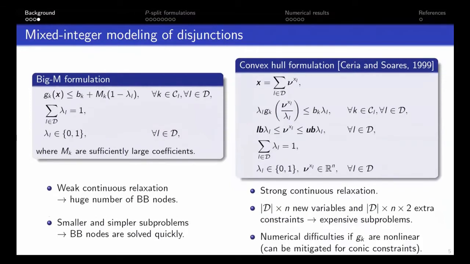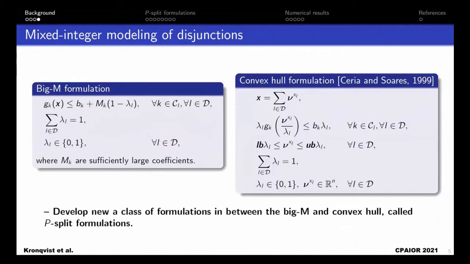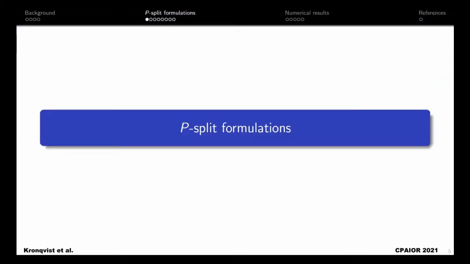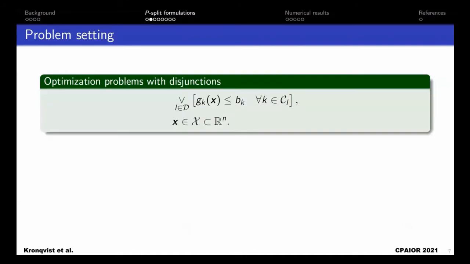And furthermore, if we have nonlinear functions, we also end up with numerical difficulties, but these issues can be mitigated through conic constraints. The goal with this research has been to develop a new class of formulations in between the big M and convex hull, capturing the best of both worlds. A strong formulation, but computationally simpler than the convex hull. And this brings us to the Psplit formulations.